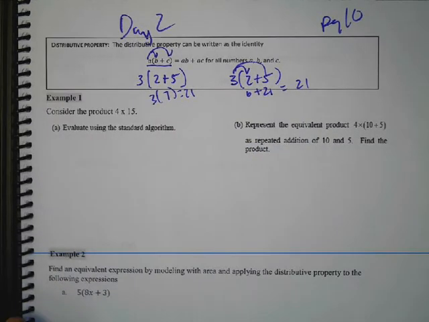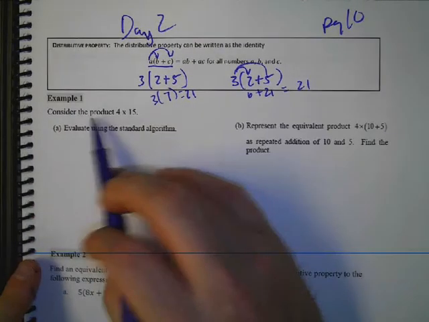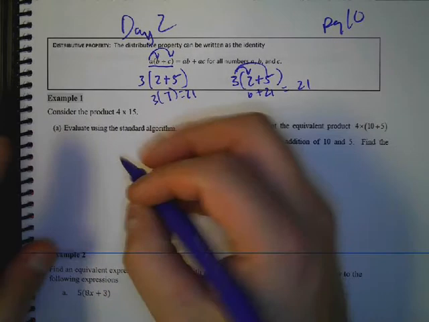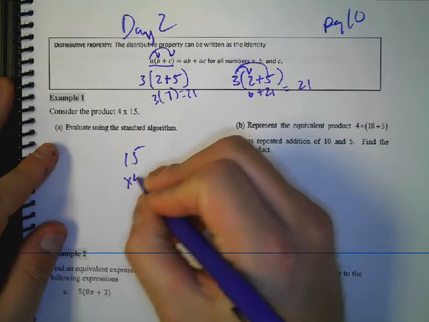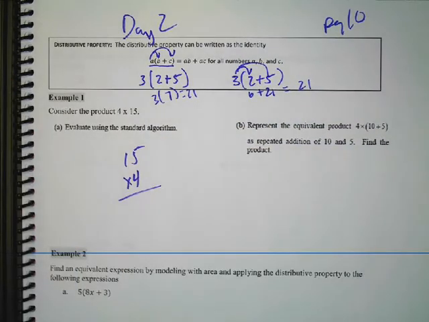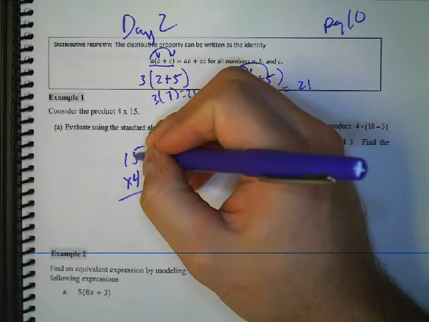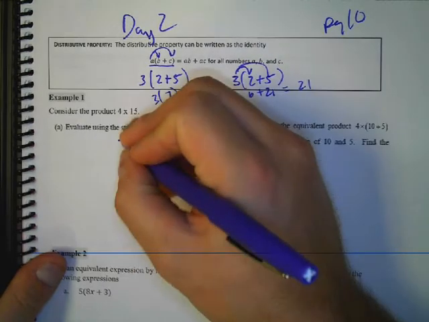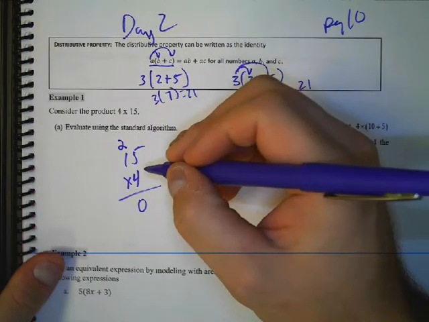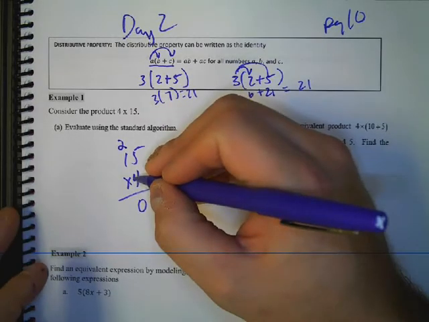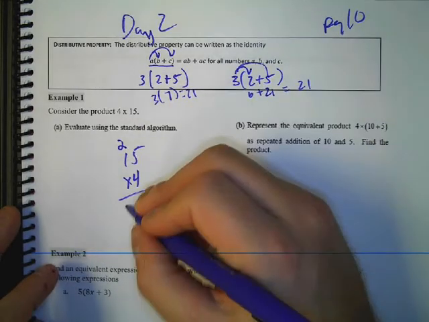All right, our first example is just to show you a connection between the way that you did math in middle school or elementary school versus the way that we do this when algebra is applied. So we're going to consider the product 4 times 15. Our standard algorithm tells us that I'm going to take 15 times 4. 4 times 5 is 20. I'm going to carry a 2. Hopefully this is not brand new. 4 times 1 is 4, plus 2 is 6. So I would get 60.